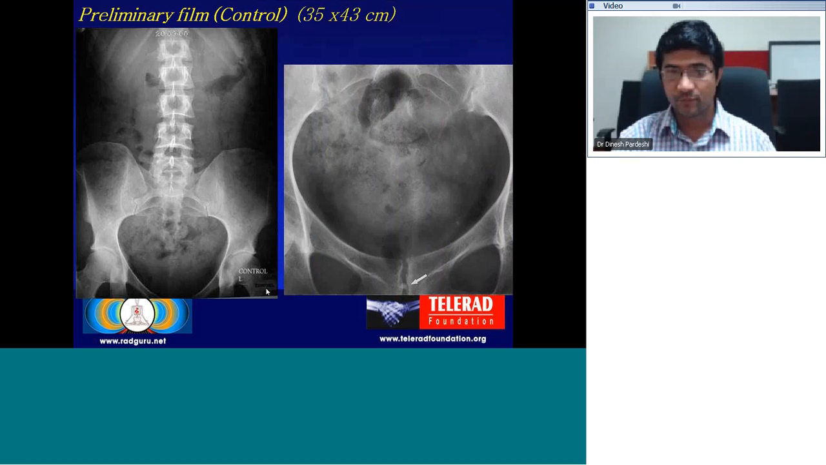So to make sure that the lower border of the pubic symphysis as well as the upper supraadrenal portion should be included. In patients who are too large, where the area cannot be covered in a single film, additional separate pelvic IVP should be obtained.